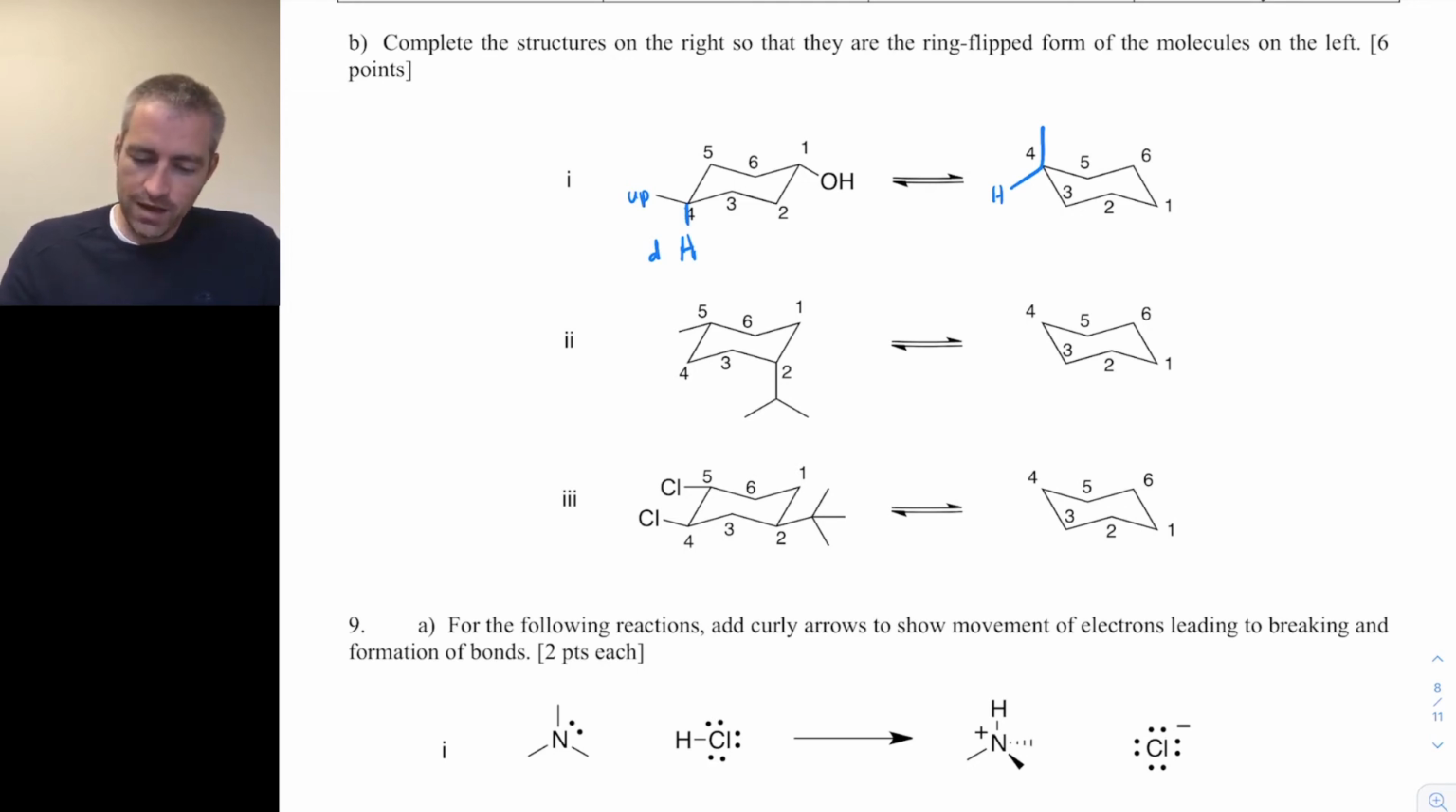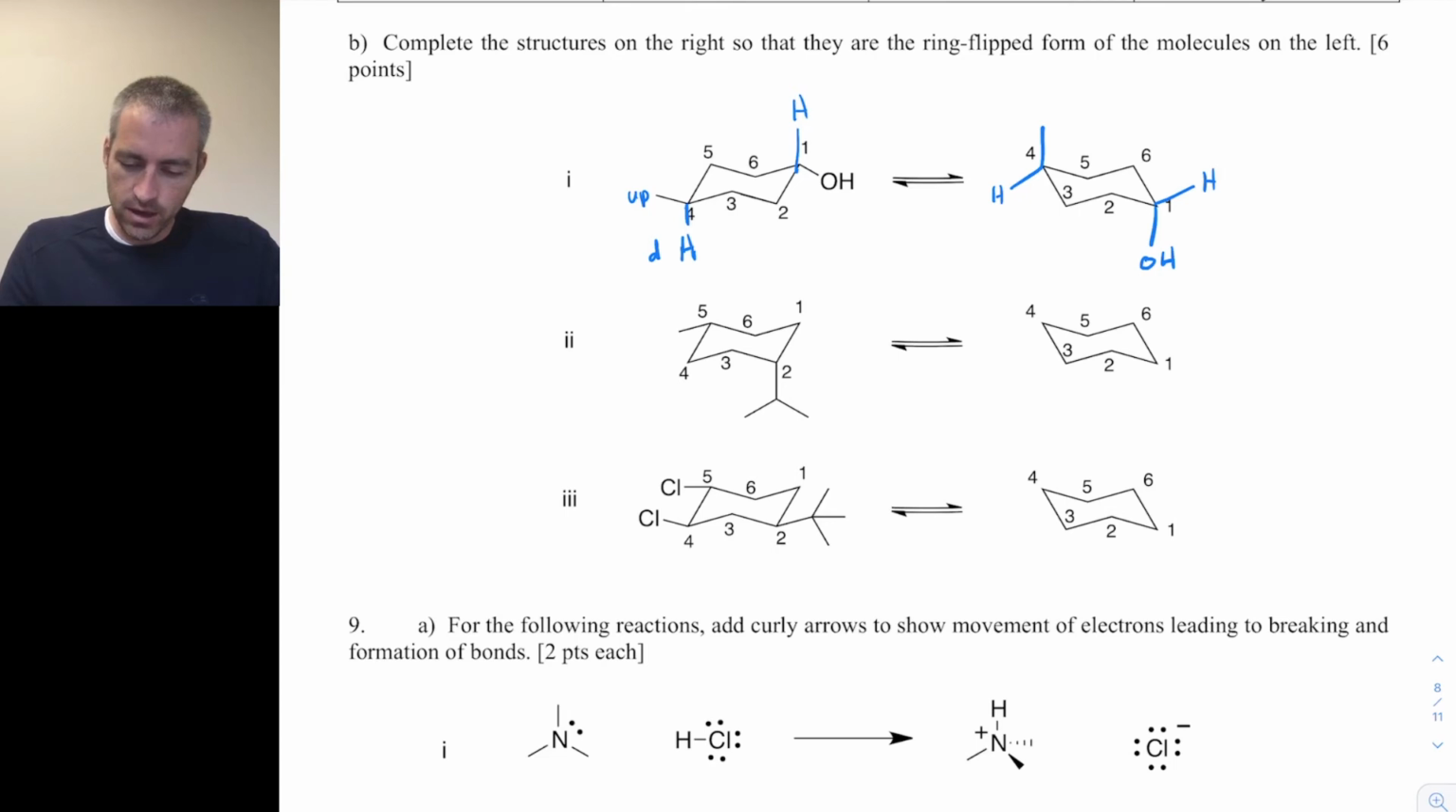On carbon 1, we have an OH that's down and a hydrogen that's up. Carbon 1 looks like this. Hydrogen is down, OH is down, hydrogen is up. OH is axial, hydrogen is equatorial. Now, one thing to remember, if you've done this correctly, in a ring flip, any group will swap from axial to equatorial or vice versa. And that's what we see. On the left, the methyl is equatorial and the OH is equatorial. In the flip form, both of these are axial.